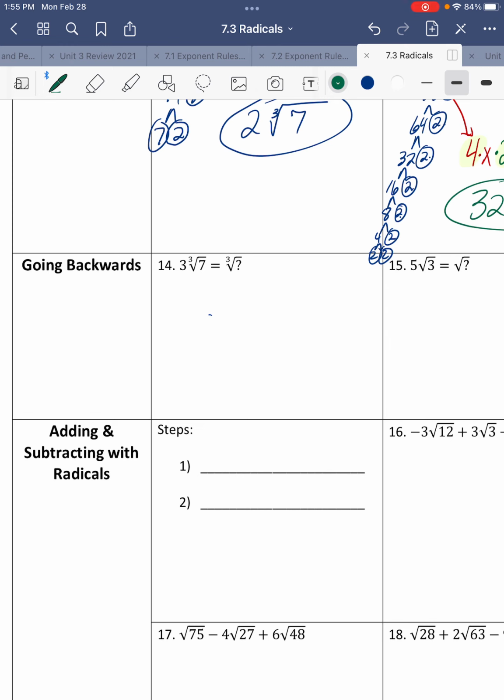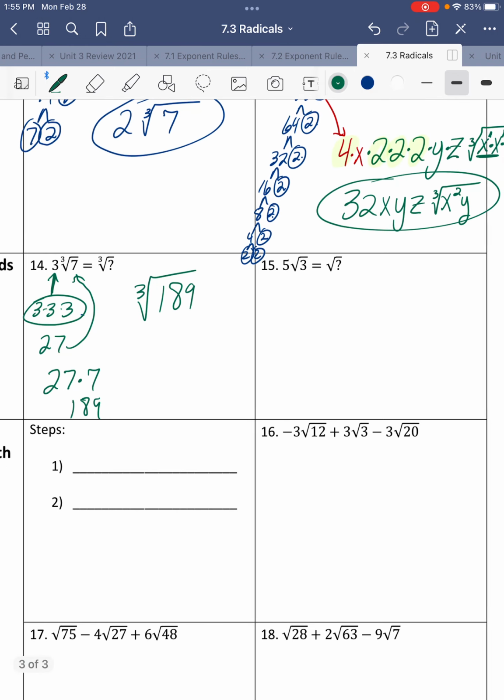All right, let's go backwards. So going backwards, what do we got to do? To get a 3 on the outside, you had to have a group of 3, 3 3's. What is 3 times 3 times 3? That's 27. So we're going to bring that on the inside. Really what you got to do is take 27 times 7. 27 times 7 is 189. That's got to be what's underneath. So the cube root of 189 will break down into 3 cube root of 7.